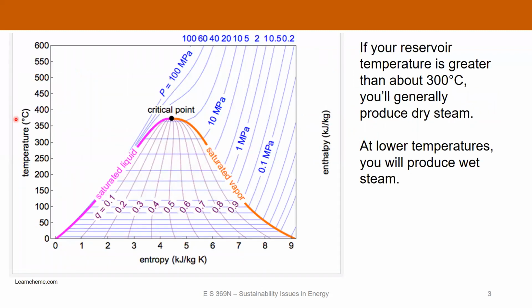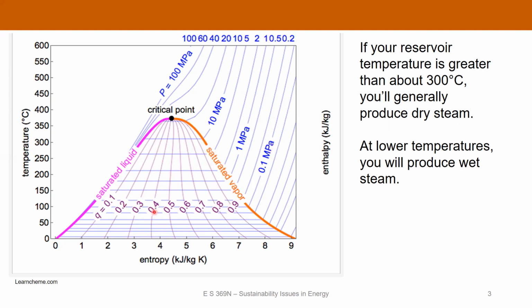All right, so here's our temperature entropy diagram for water. And the general rule here is that if your reservoir temperature is above 300 degrees Celsius, then you're going to be producing dry steam. So here's 300 degrees Celsius. And if we move over here, remember that atmospheric pressure is about 0.1 megapascals. So when you bring that steam up to the surface, it's going to be completely dry steam.